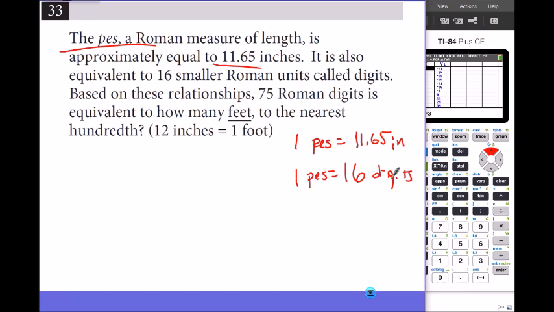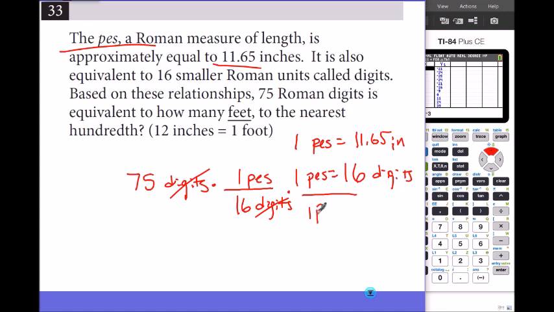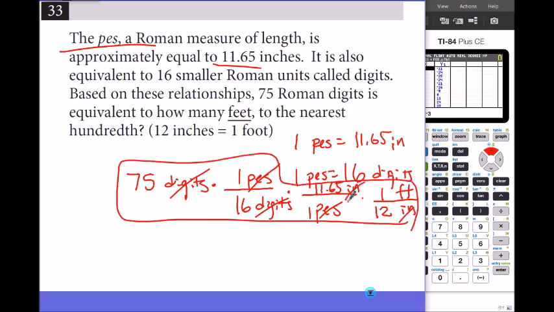So if you're starting from 75 digits, always write the units when you're converting. And there were 16 digits. I put digits in the denominator so I can get rid of the unit. And that was equal to 1 pass. And 1 pass was equal to 11.65 inches, right? But I am trying to find feet, so I have to get rid of inches. There are 12 inches in 1 foot, so this is all you need to do, right? So now when you get rid of the inches, it's in feet.